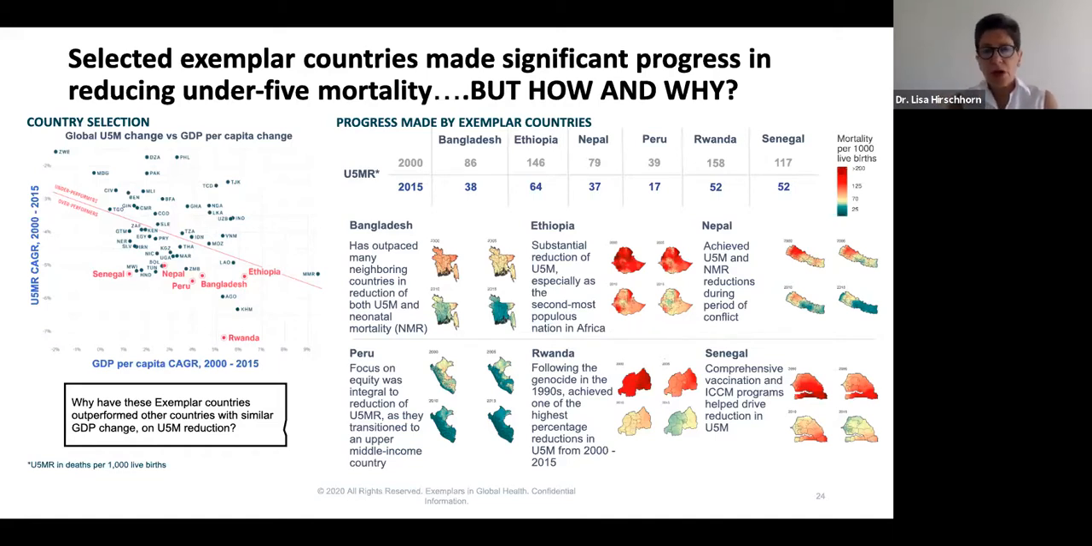Peru, for example, had a tremendous focus on equity, integral to the reduction of under 5 mortality, particularly as they transitioned to an upper middle income country. Ethiopia, as the second most populous nation in Africa, had some significant geographic and cultural challenges. Rwanda, following the genocide in the 1990s, achieved one of the highest percentage reductions. Senegal had a very comprehensive vaccination and integrated, community-based childhood management of disease programs. And finally, Nepal achieved both under 5 mortality as well as quite remarkable neonatal mortality reductions, including during a period of conflict. Next slide, please.